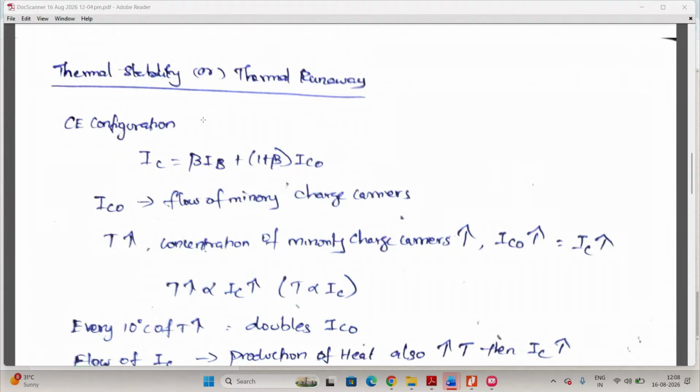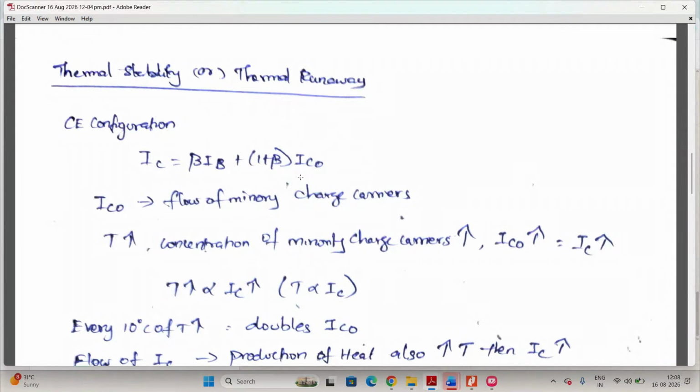If we take a common emitter configuration, CE configuration, for any amplifier, the most preferred method is common emitter, right? So the collector current output will be beta into IB, where beta is the amplification factor and IB is the base current, plus (1 plus beta) into ICO, the leakage collector current. The leakage current is also a very important thing. This is the flow of minority charge carriers. Whatever transistor type we take, there will definitely be current due to majority carriers and also due to minority carriers. So here the ICO considers the flow of minority charge carriers.